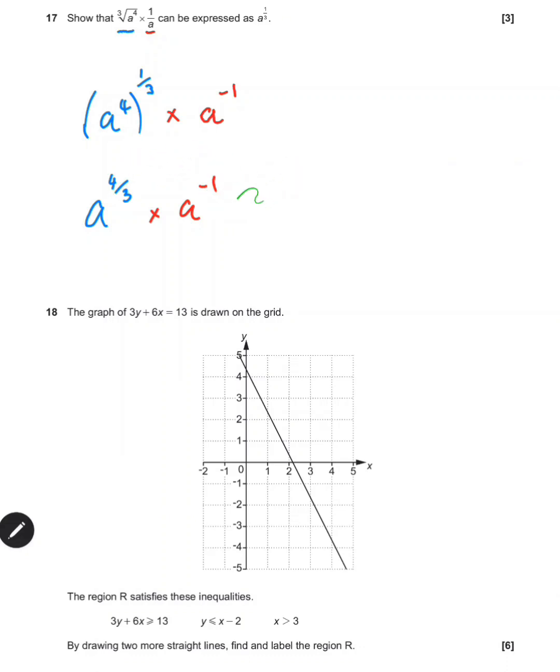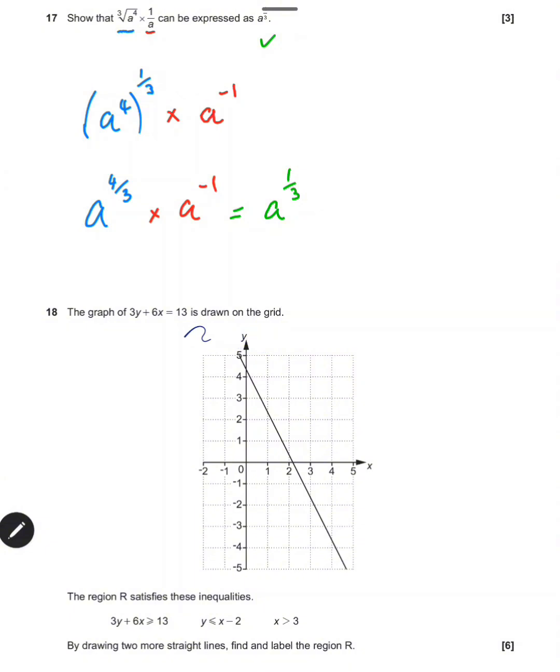4 thirds add minus 1 is 4 thirds take away 1. Well, 4 thirds is 1 and a third, and I'm going to take away the 1. So that's a to the power of a third, just like we were told.